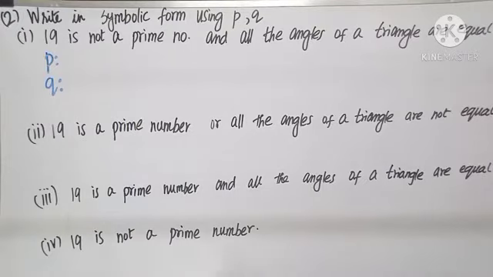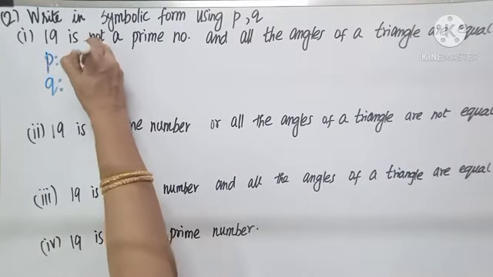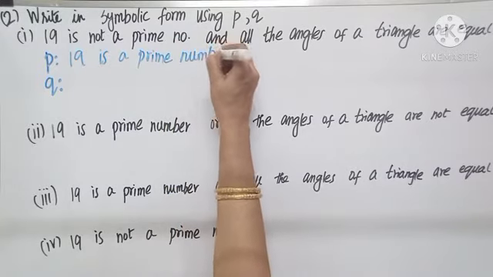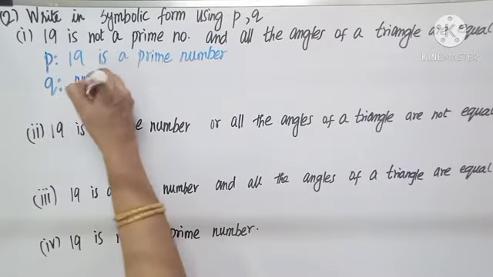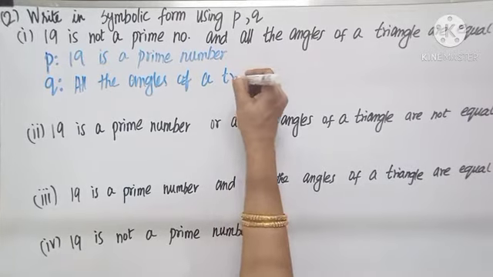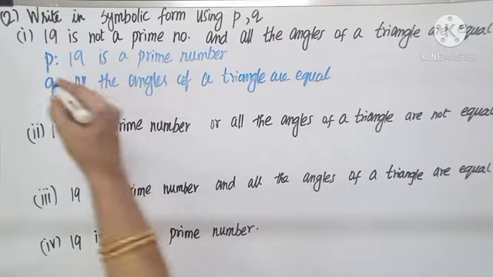Question number 2. Write in symbolic form taking the variables P and Q. Subsection 1. 19 is not a prime number and all the angles of a triangle are equal. Given the two statements, let us consider P as: 19 is a prime number. That is the first statement. And the second statement, all the angles of a triangle are equal, we have considered as Q.